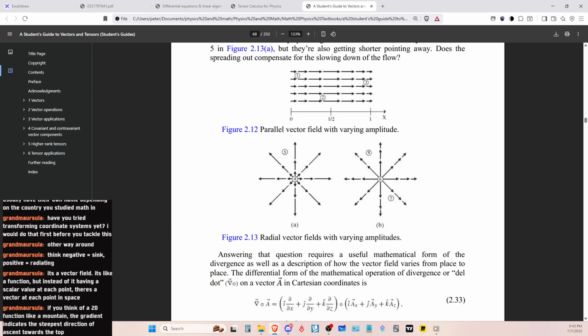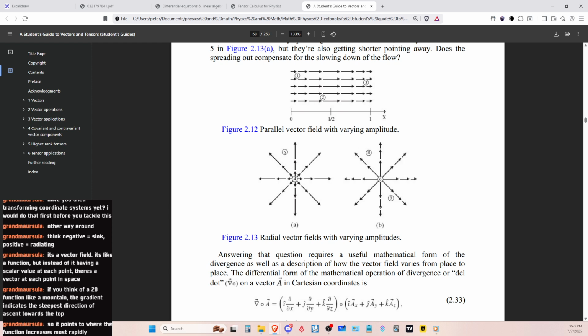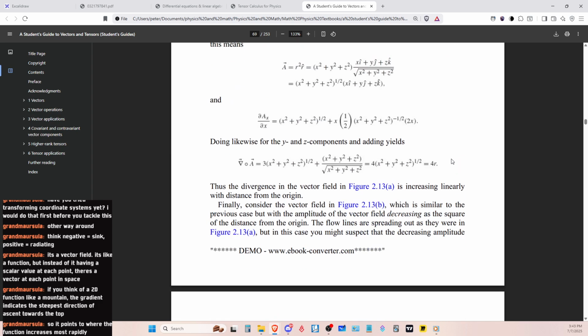If you think of a 2D function like a mountain, the gradient indicates the steepest direction of descent. Yeah, because a positive gradient means you're at the highest point, right? While a negative one means you're at the lowest point, right? So it points to where the function increases most rapidly, right? Because I know the Laplace is sort of treated as the second derivative of the function itself, or at least of the vector field.